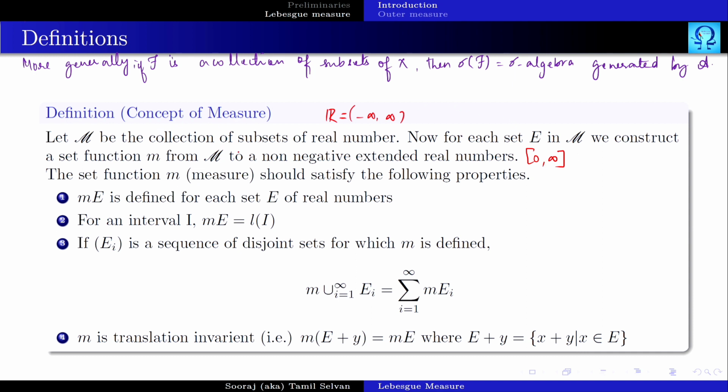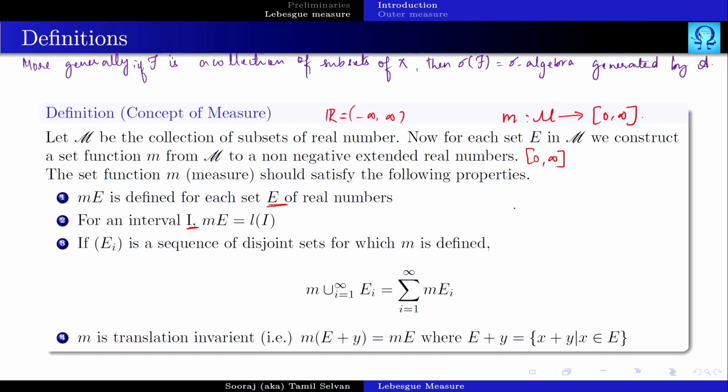In this set we are going to associate some number with each set in the script M. That is a set function, which means now we are about to make a mapping, small m, from script M to this. How are we doing it? This set function has to satisfy some properties. It has to be defined for all the elements of M. I said it is a function, therefore it is trivial, right? So for each interval I, m of I is the length of I.